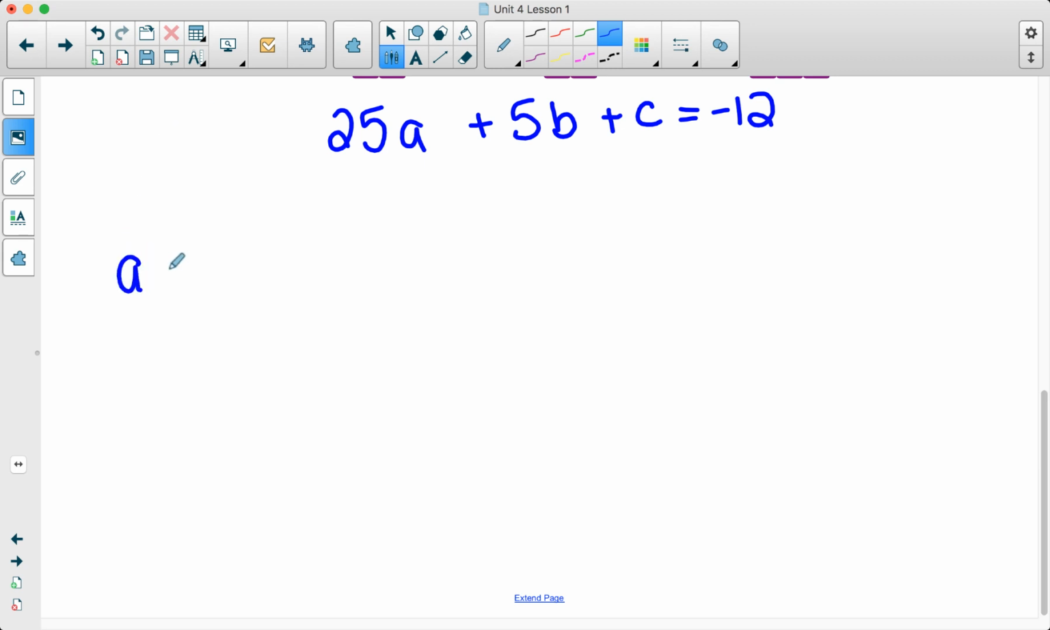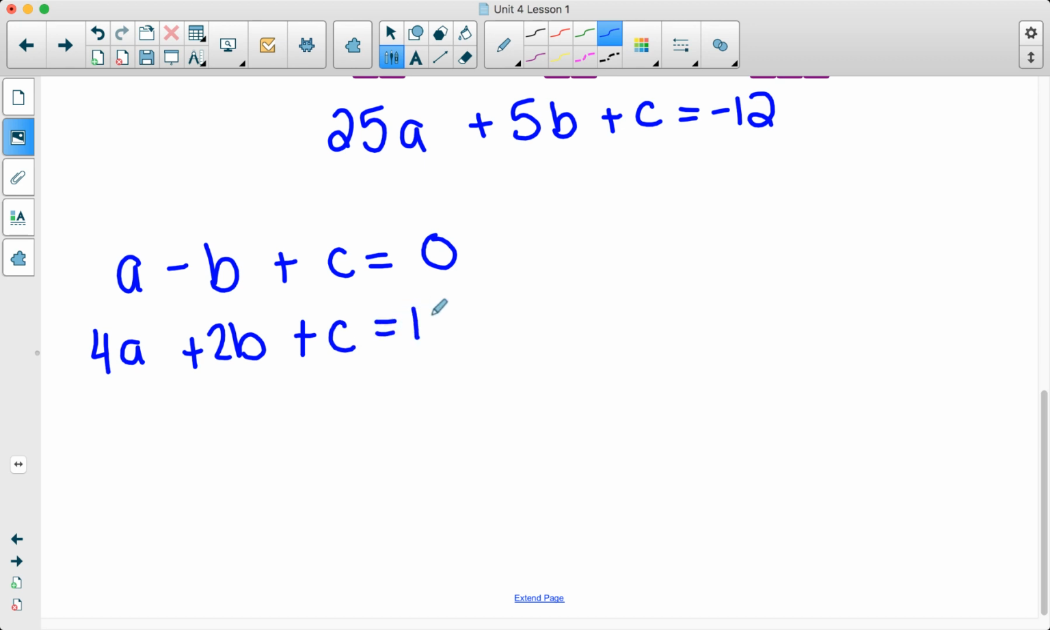So we've got a minus b plus c equals 0. I have 4a plus 2b plus c equals 12. And 25a plus 5b plus c equals -12. So here we've got our system of equations, and we're going to go ahead and start solving. So I have all 3 variables in each of these equations, and I've got 3 equations here.